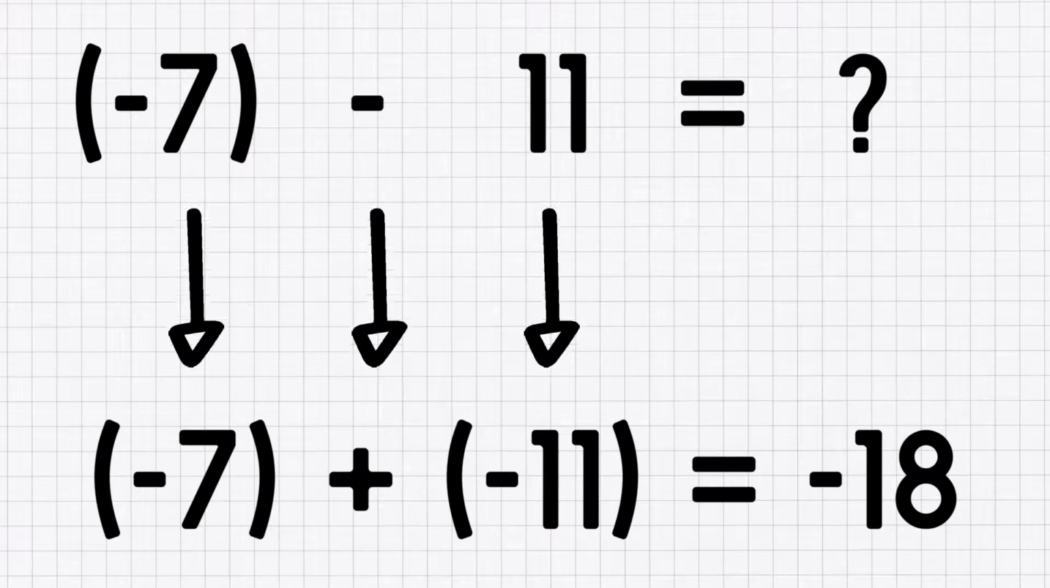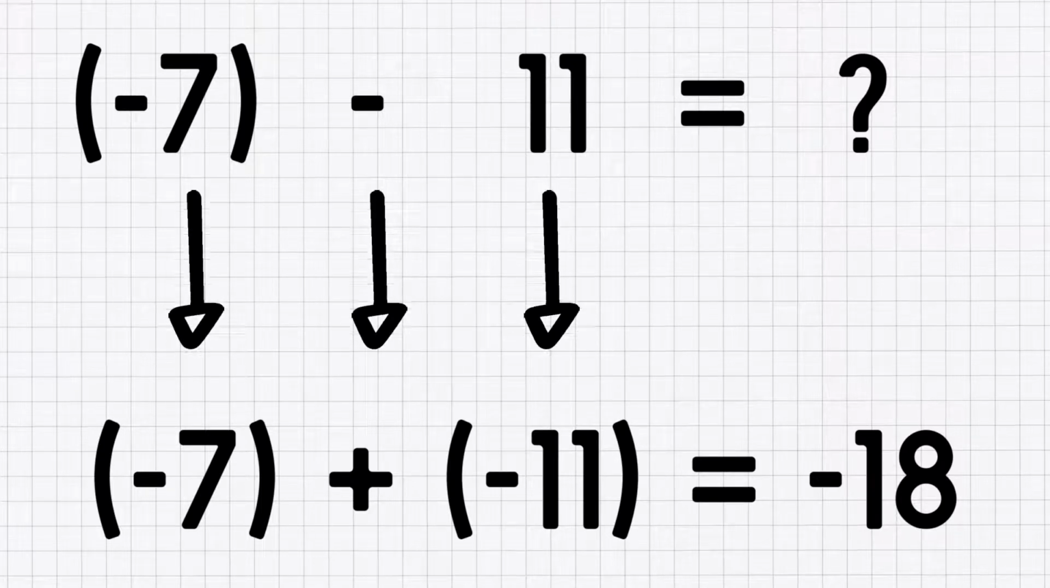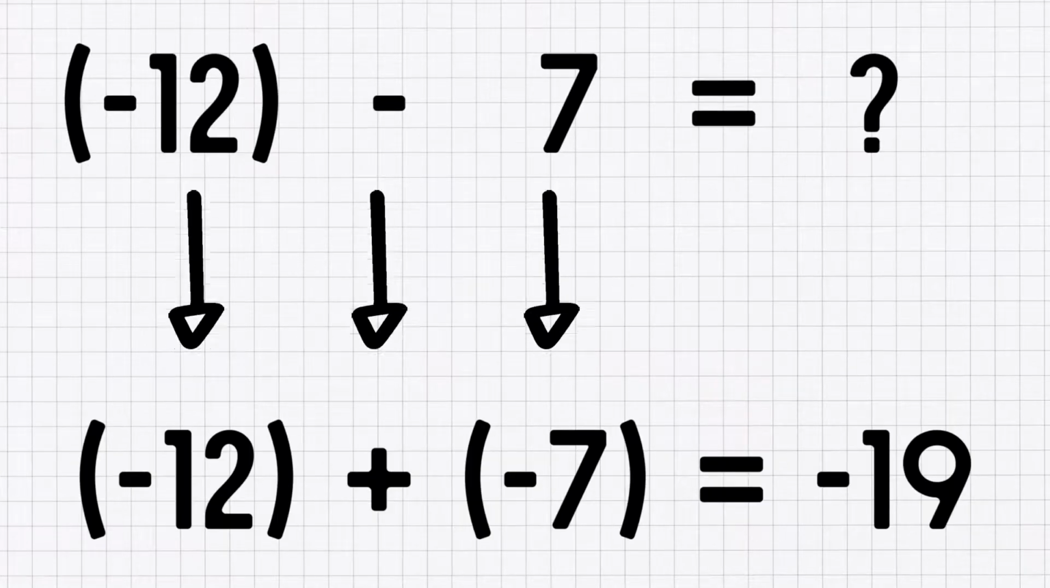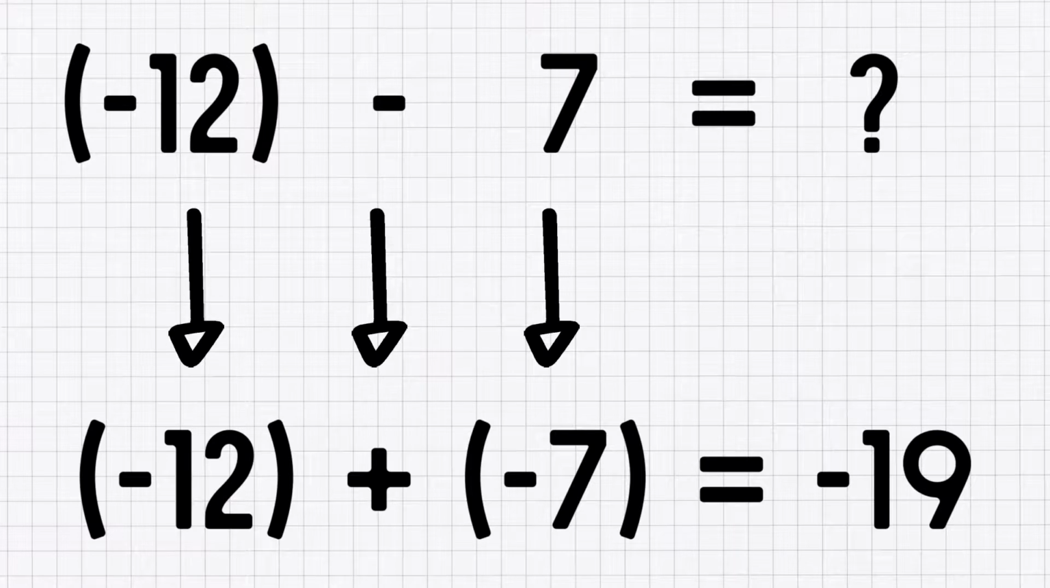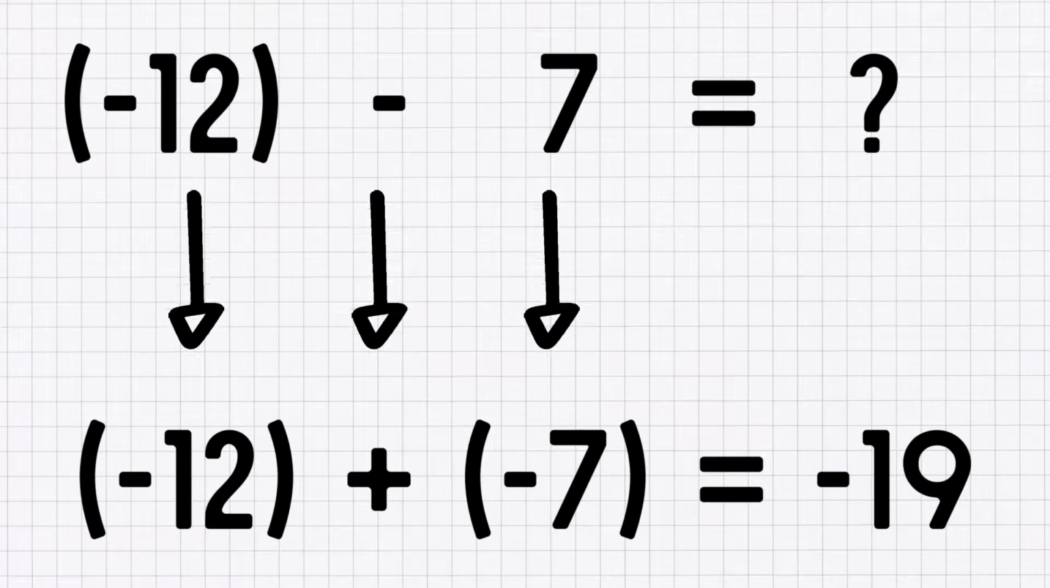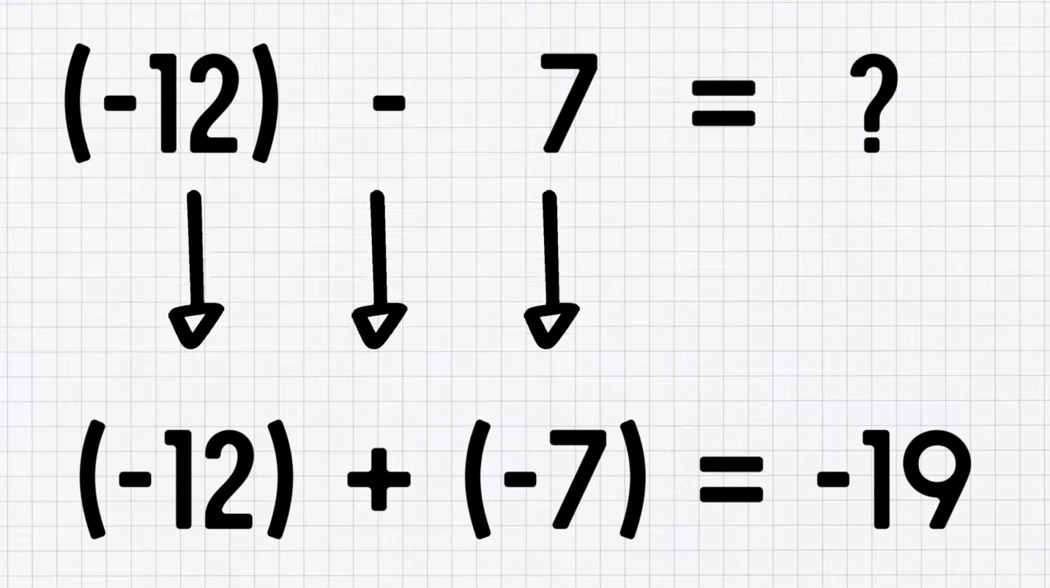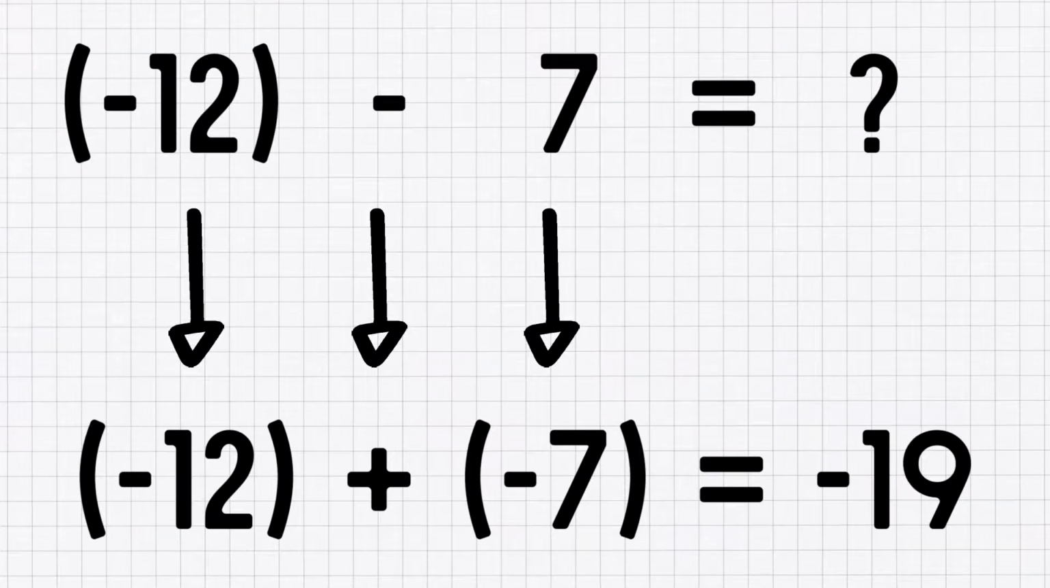Next, we have negative 7 minus 11. So what would be the sum? Following the same process, we have negative 7 plus negative 11, which is equal to negative 18. And for our last example, we have negative 12 minus positive 7, which gives us a new equation, negative 12 plus negative 7, which is equal to negative 19. So that is the sum of the given equation.